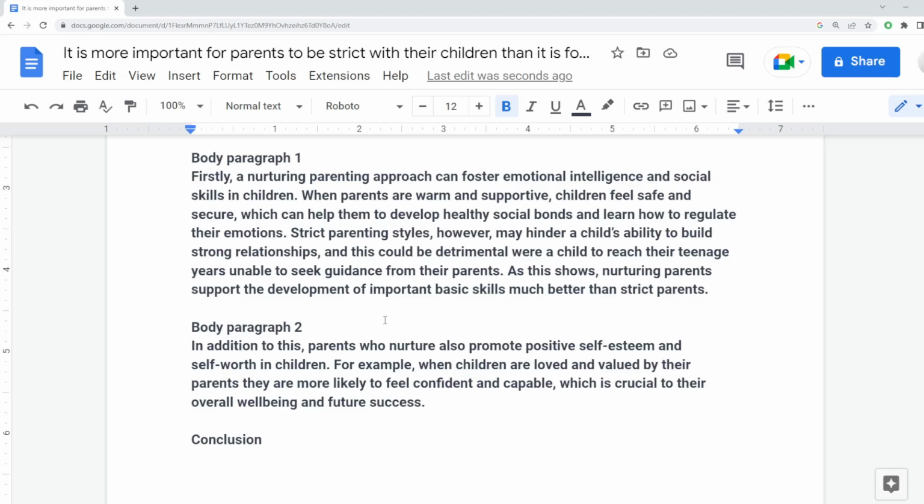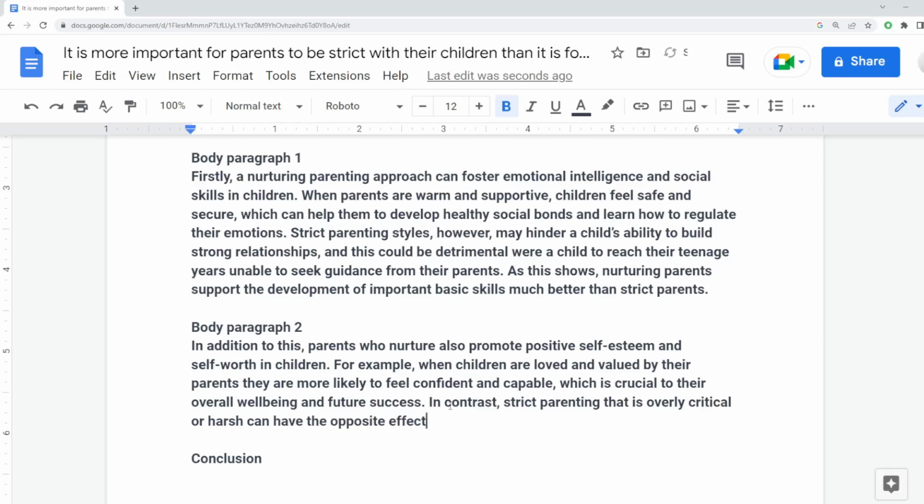So let's switch this over. Now, up here we used "however", so here we don't want to use "however" again. Let's say, in contrast, strict parenting, that is, we'll say overly critical or harsh, can have the opposite effect and undermine children's confidence and sense of self-worth.